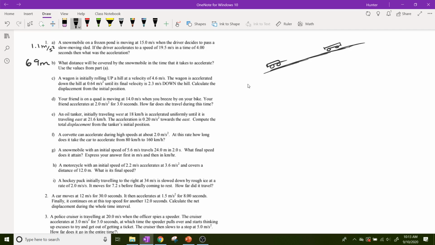I didn't hear the question. Yeah, it's a regular wagon. Yeah. I thought it was a car. Never mind. There you go.